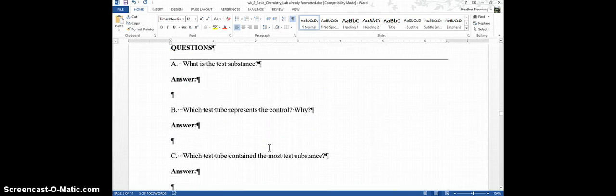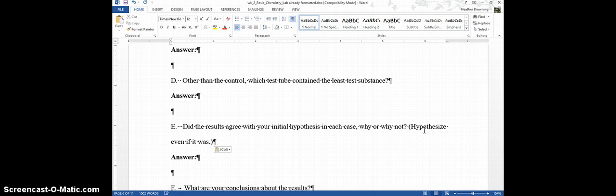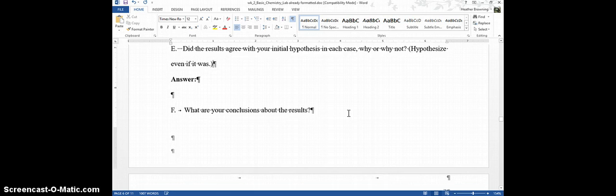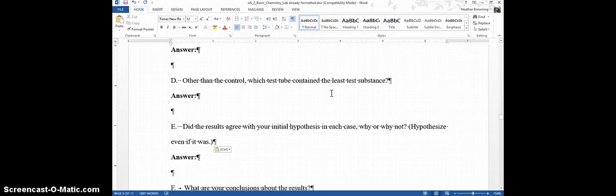Since we had that, why don't we just go up here and copy this? We just did this one. Where were we? Always answer every question. If it didn't happen, you go, well, if it did. Okay, so then what are your conclusions about the results? And if the color change was not as expected, that was it.